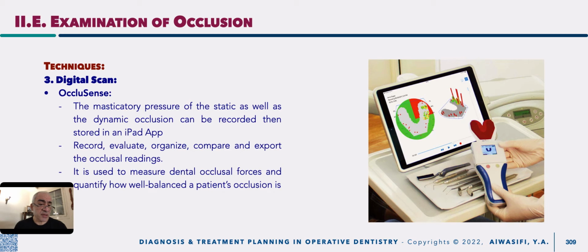Occlusense. Occlusense depends on a sensitive plate, which is also ink saturated, that allows marking of the high pressure areas with red marks on the occlusal tables of all teeth, just to guide you where the areas are that should be relieved. Then it is transmitted by Wi-Fi, a wireless connection, to an iPad application or computer software, just to record, evaluate, organize, compare, and export the occlusal readings.